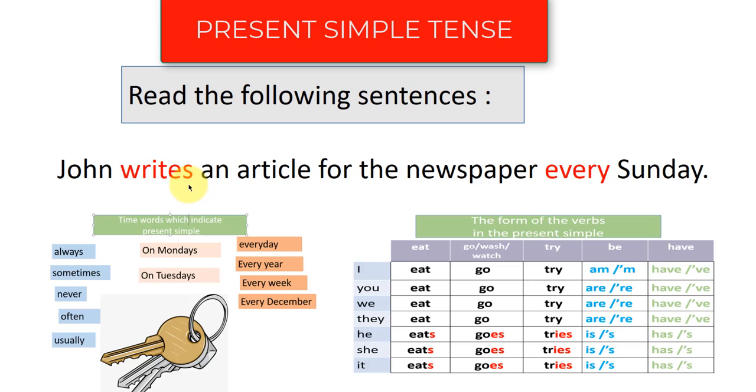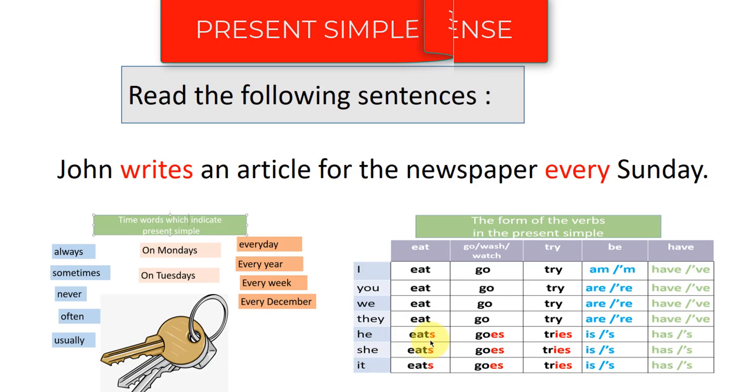But how is the form of the present simple tense? Look at this table. The form of the verbs in the present simple. Here we have I, you, we, they, he, she, it. If we have the verb eat, in the present simple, for example, I say, I eat rice every day. You eat pizza on Mondays. We sometimes eat chicken. They never eat pork. Pork means pig meat. They never eat pork.